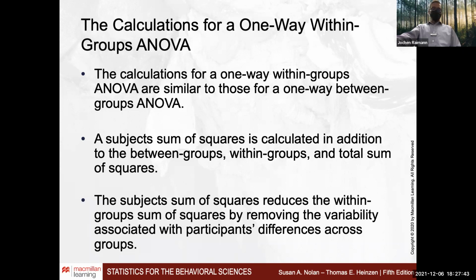The subject sum of squares reduces the within groups sum of squares by removing the variability associated with participants' differences across groups. What is to be kept in mind is that the sum of squares that you calculated for the subject is not part of the hypothesis testing. It just removes from the overall variability. So it becomes an additional point, but it adds to the total sum of squares, meaning the hypothesis testing per se is again only done for the between group and the within group sum of squares, which we will see in a bit.